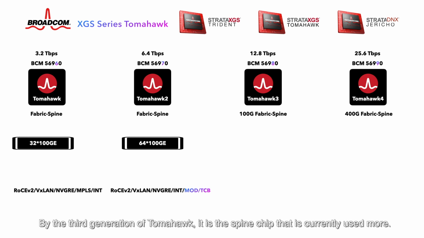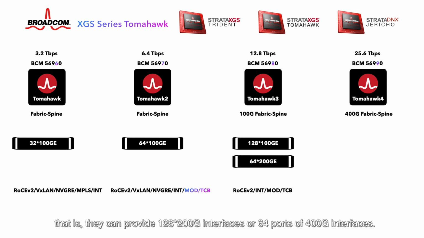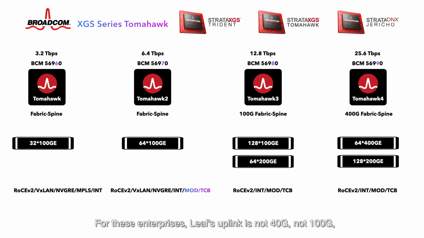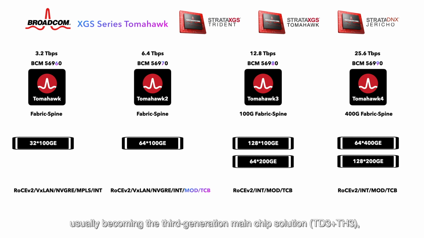By the third generation of Tomahawk, it is the SPINE chip that is currently used more. The mainstream model is 128 100 gig ports. Now, the leading internet companies have used 25.6T TH4, that is, it can provide 128 200 gig interfaces or 64 ports of 400 gig interfaces. For these enterprises, Leaf's uplink is not 40 gig, not 100 gig, but 200 gig and 400 gig, which greatly expands the horizontal rate. Generally, the networking scheme of this chip will cooperate with the corresponding algebraic chip scheme for joint networking, usually becoming the third generation main chip solution, TD3 plus TH3, and the fourth generation main chip solution, TD4 plus TH4.